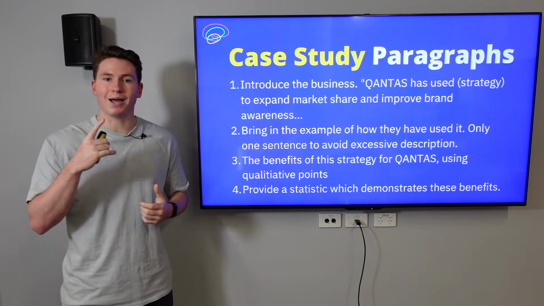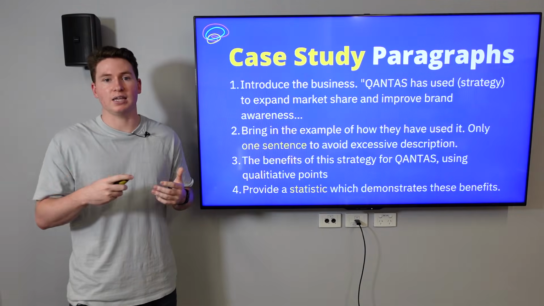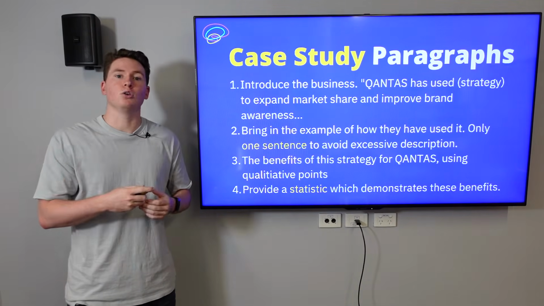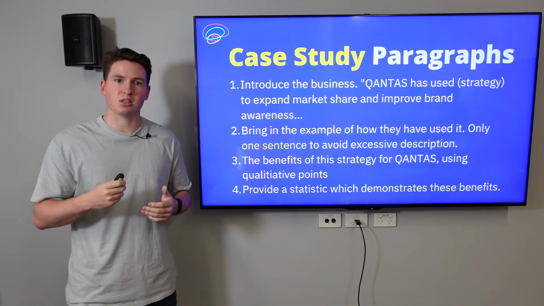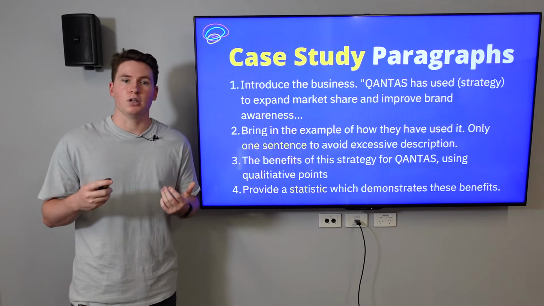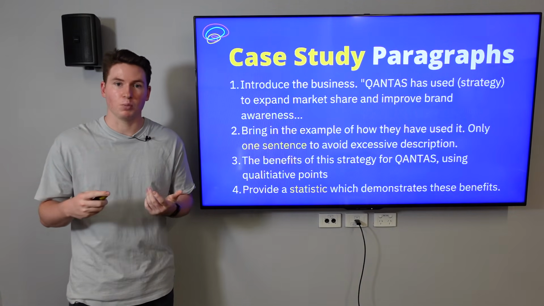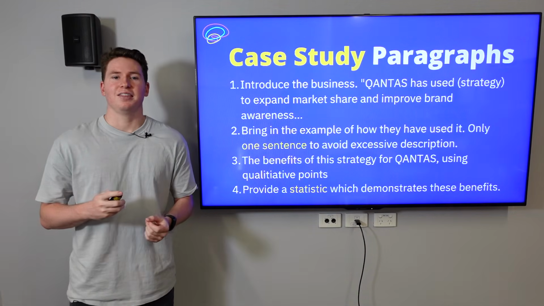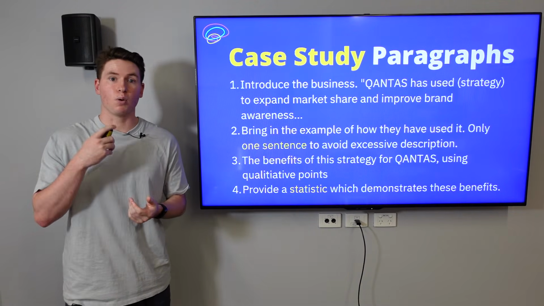You then take 1 sentence to explain the situation, how QANTAS' relationship marketing is used for their frequent flyer program. You only take 1 sentence here to avoid excessive description, which takes away from your analysis or evaluation or judgment. After providing your description, you're going to provide a benefit of this strategy that the business has experienced, which is typically a qualitative benefit. Then, in your last sentence, you provide a statistic or numerical figure which supports these benefits you have mentioned.